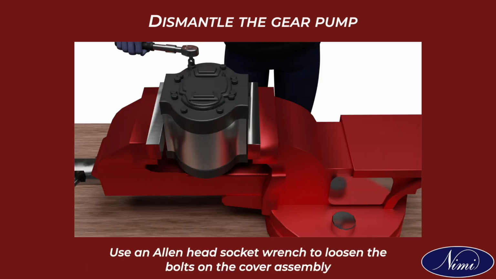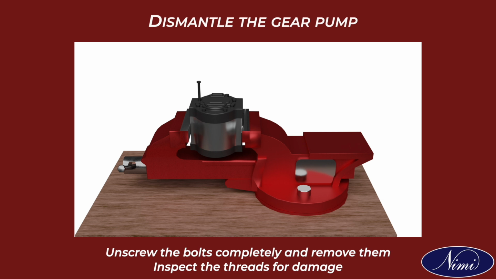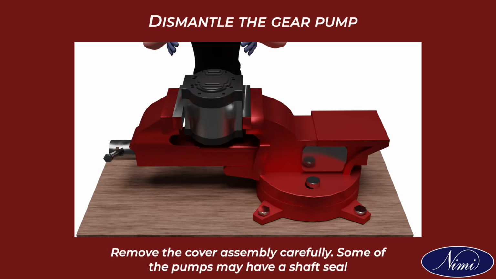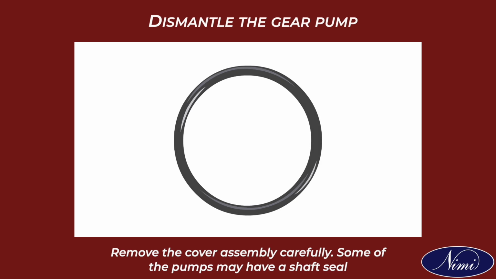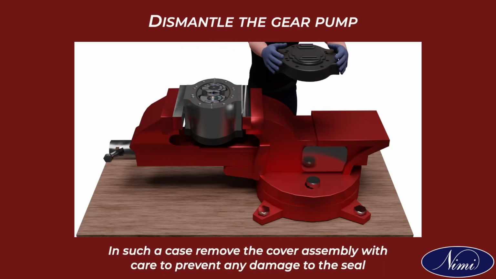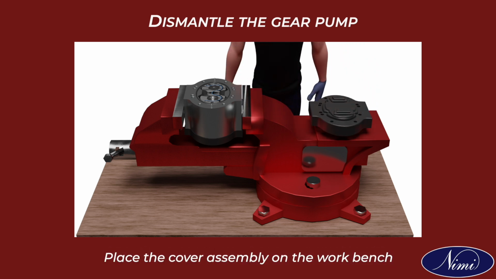Use an Allen head socket wrench to loosen the bolts on the cover assembly. Unscrew the bolts completely and remove them. Inspect the threads for damage. Remove the cover assembly carefully. Some of the pumps may have a shaft seal. In such a case, remove the cover assembly with care to prevent any damage to the seal. Place the cover assembly on the workbench.